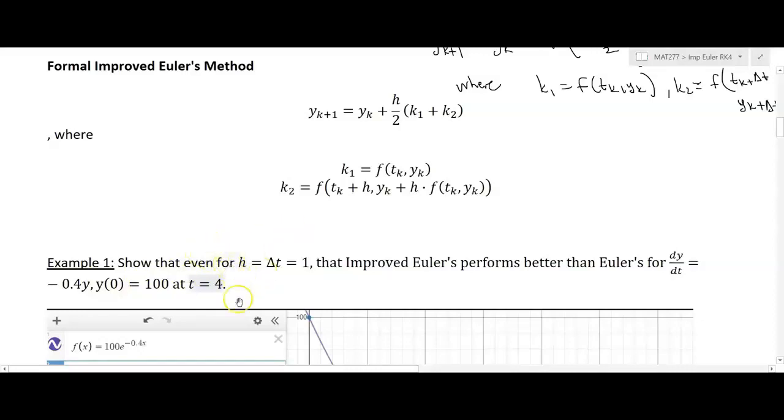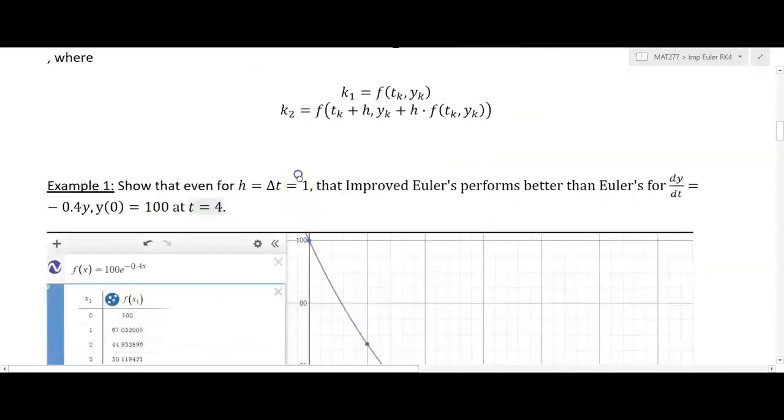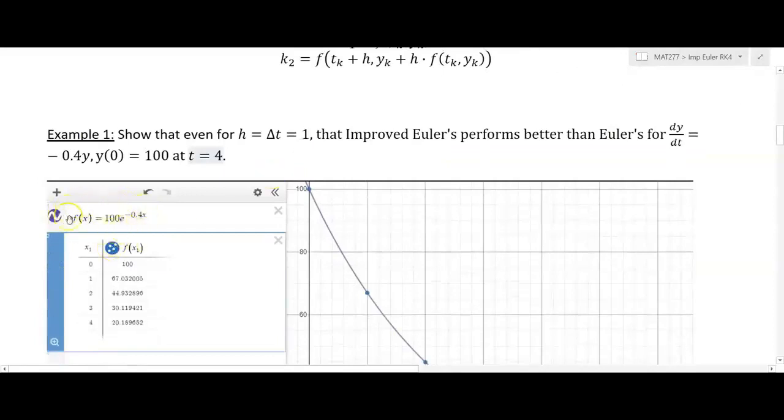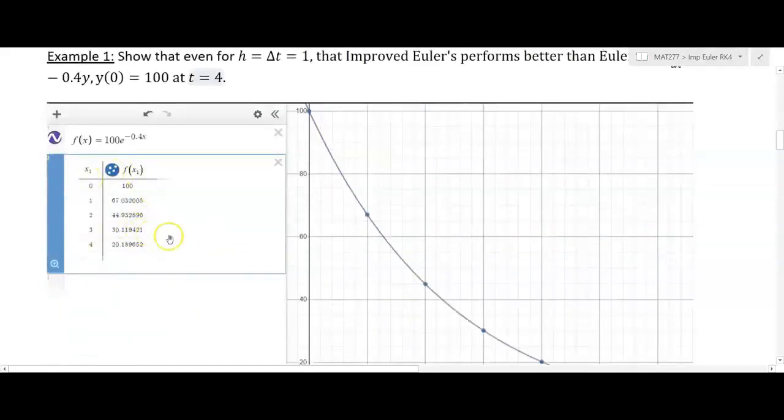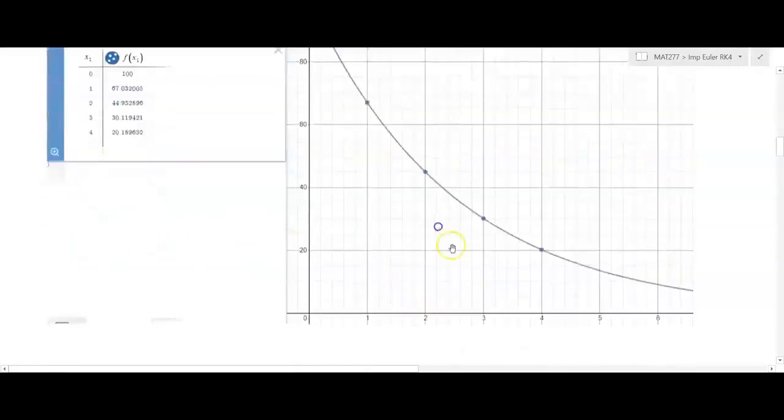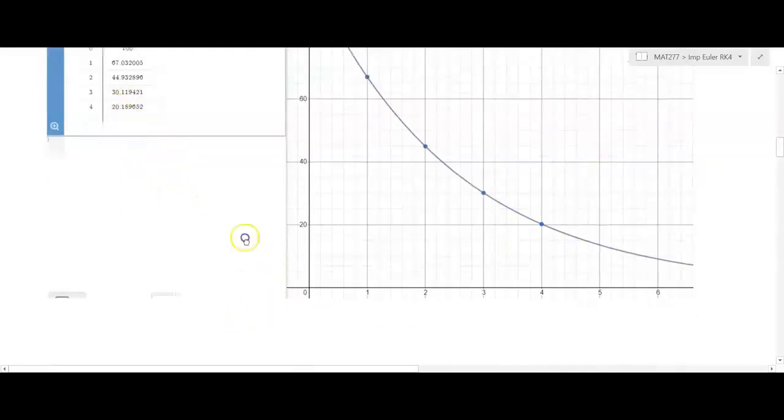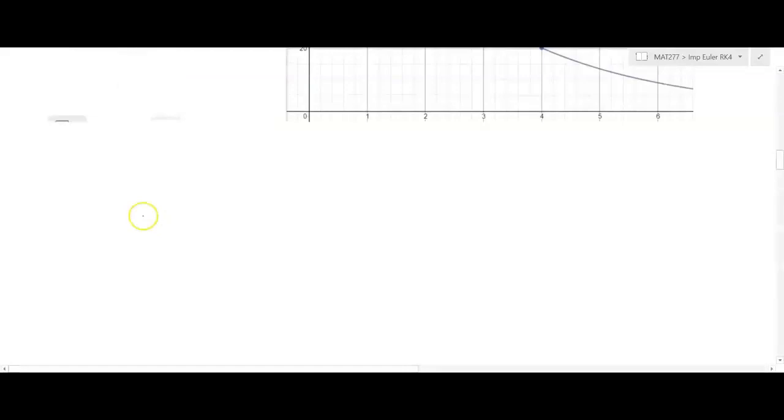time 4. Now this is fortunately a separable differential equation, and if you were to solve it and evaluate the initial condition, you'd get 100e to the negative 0.4t, and you have to use x here. And this just shows me that at time 4, I expect my y value to be at this exact value, 20.189652.